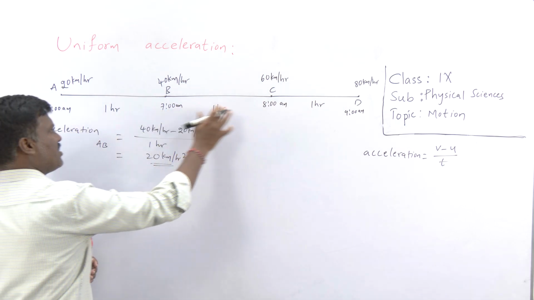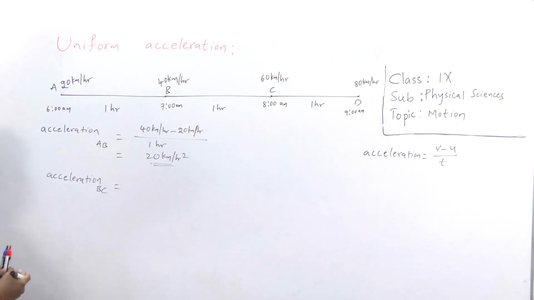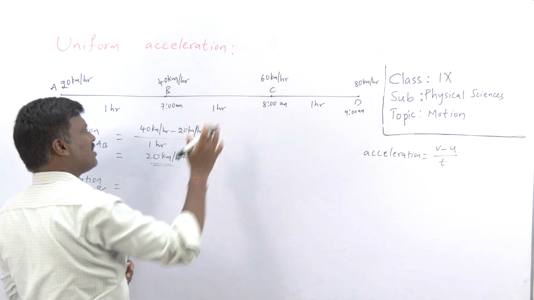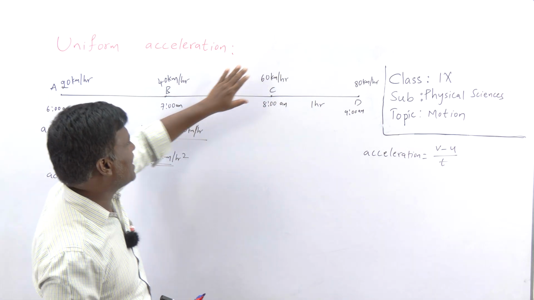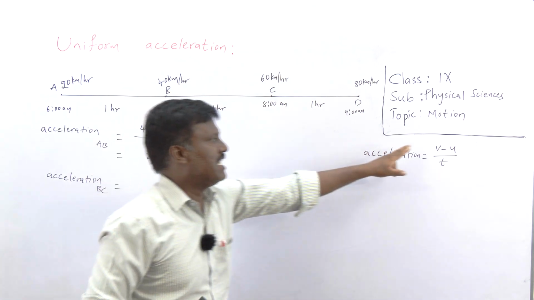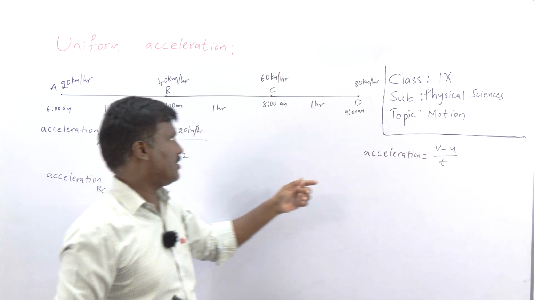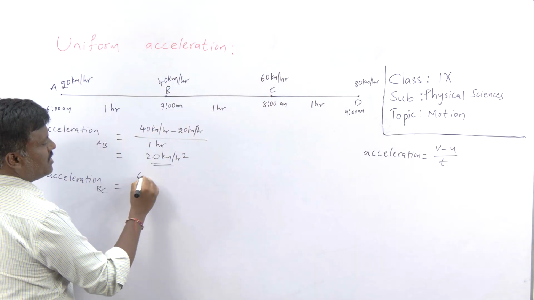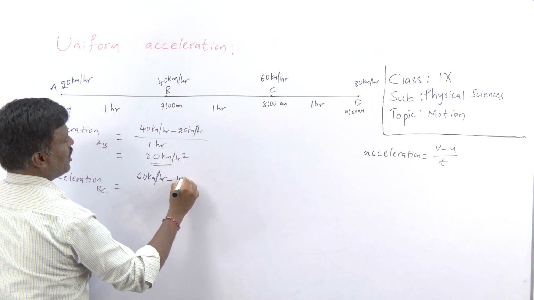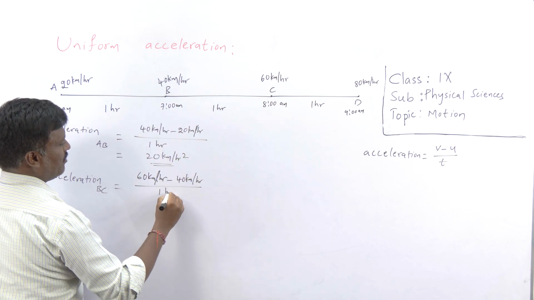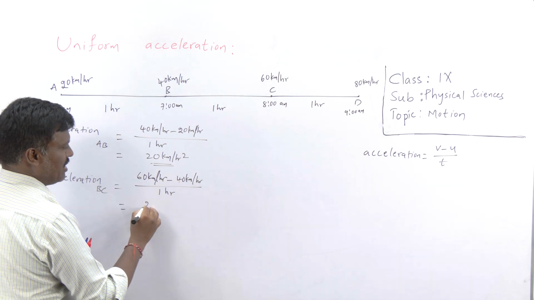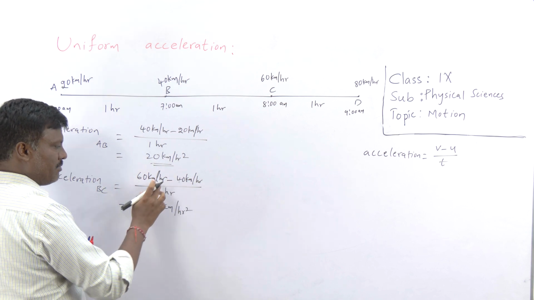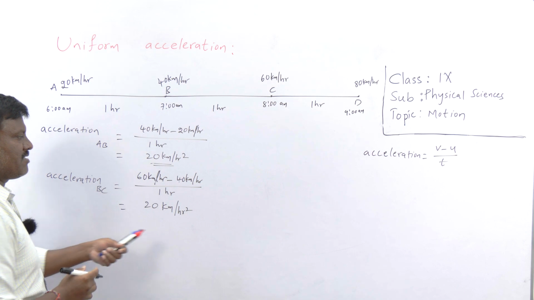Next we are going to find the acceleration of your car between BC. At B the speed of the car is 40, and at C the speed of the car is 60. Then 60 will be the final velocity and 40 the initial velocity. Final velocity minus initial velocity by time gives acceleration: 60 kilometer per hour minus 40 kilometer per hour by a time interval of 1 hour. 60 minus 40 is 20, and 20 by 1 is 20 kilometer per hour square. Kilometer per hour square is a practical unit of acceleration.